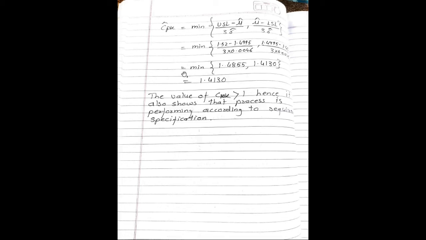So which is nothing but the minimum of 1.4855 and 1.4130. Amongst these two values, the minimum value is 1.4130. So CPK is nothing but 1.4130. The value of CPK is greater than 1. Hence, it also shows that the process is performing according to the required specification.